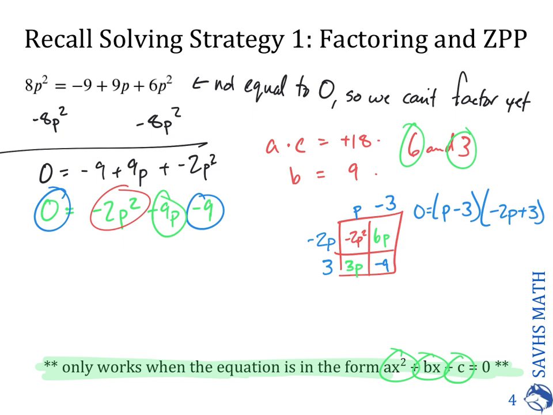Then I can apply the zero product property, ZPP, and I can say, okay, p minus 3 equals 0, and then negative 2p plus 3 equals 0. Solve both of those equations.